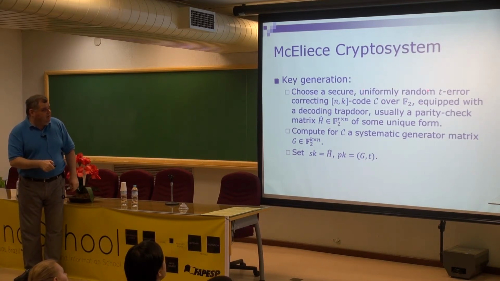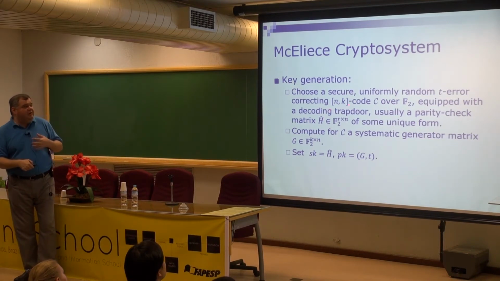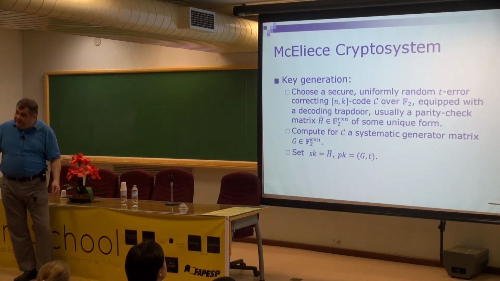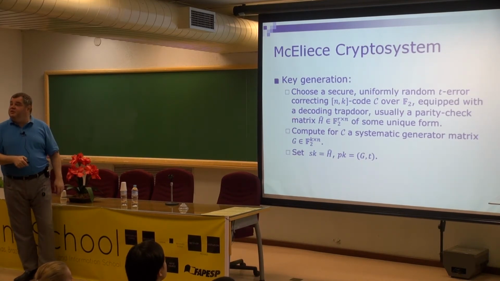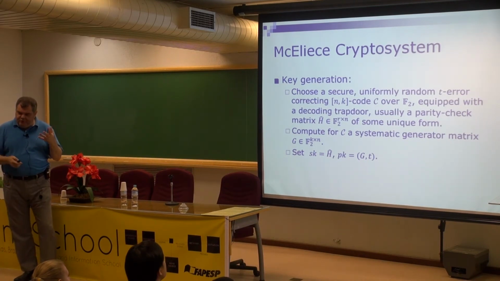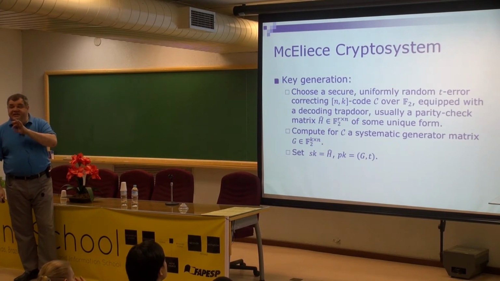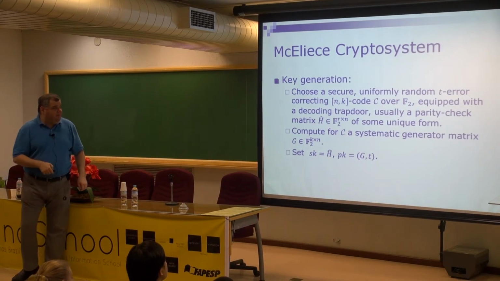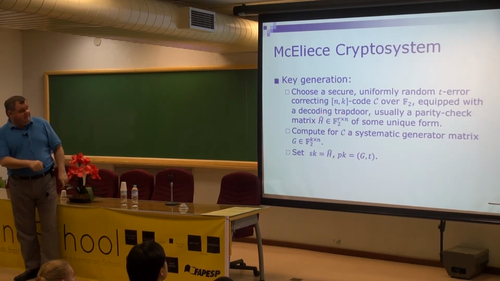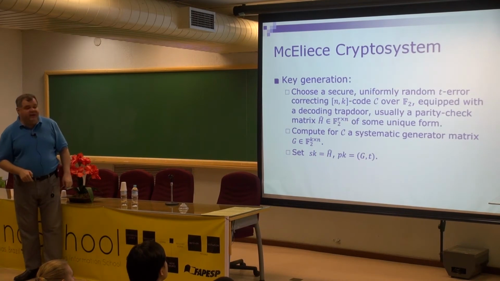So, a uniformly random t-error-correcting [n, k] code C over F_2, the binary code, equipped obviously with some efficient decoding trapdoor. This will be part of the private key. This will be part of the secret. Usually the decoding trapdoor is one very, very special basis of the dual code. So it will be a unique or near unique parity check matrix, which here we represent by H hat. So it's a binary r times n matrix.